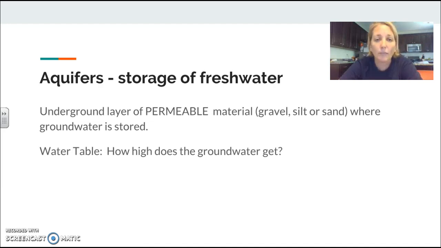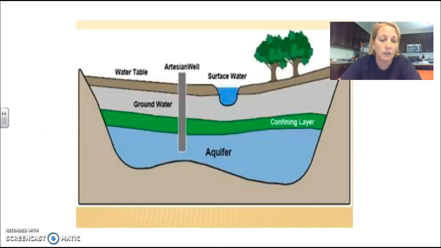In an aquifer, we have to monitor the water table. So the water table is how high does that groundwater level get. All right, it's really important to know where the water table is, because if you're going to drill a well, you have to make sure that it is well below the water table to have a nice steady supply of fresh water. So I'm going to show you a picture of an aquifer. I'm not saying you have to draw it. It's totally your choice if you feel it's necessary.